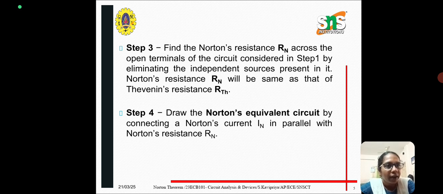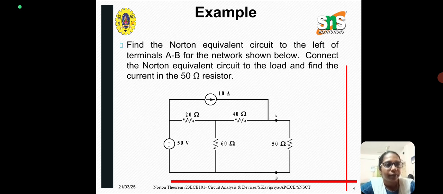After that, we find the Norton's resistance RN across the open terminals of the circuit by eliminating the independent sources present in the circuit. If it is a current source, we open circuit it, and if it is a voltage source, we short circuit it. Calculating RN is the same as calculating RTH in Thevenin's theorem. Next we draw the Norton's equivalent circuit by connecting the Norton's current IN in parallel with the Norton's resistance RN.